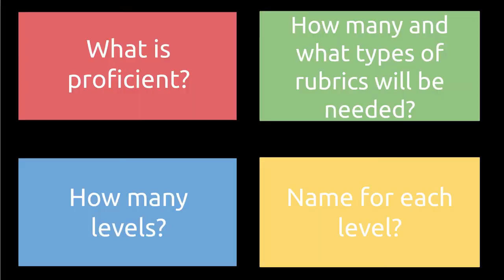Some questions you need to ask when designing your rubrics: first of all, what do you consider proficient? If you're thinking about depth of knowledge or Bloom's taxonomy, what do you see as proficient for learning targets? How many rubrics will you use? What types of rubrics will you use? We'll talk about that in a few moments. How many levels in your rubric are you going to have? What will be your description for each level?